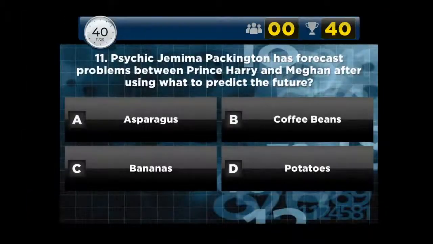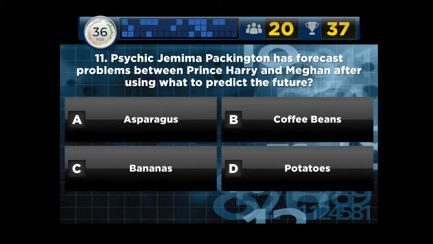So on to question 11. Psychic Jemima Packington has forecast problems between Prince Harry and Meghan after using what to predict the future? Asparagus, coffee beans, bananas, or potatoes? Surprisingly, she's the only person in the world, it's said, who uses this method for prediction. Who would have thought that?